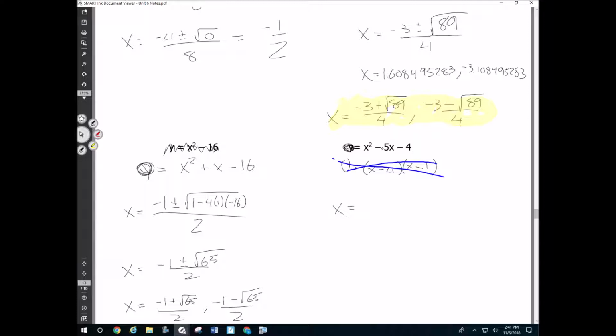Now, negative b. b is negative 5. What would be negative b? 5 plus or minus the square root of b squared minus 4ac, all over 2a. 25 plus 16 is 41. I get two solutions.